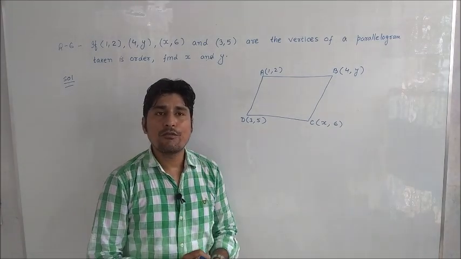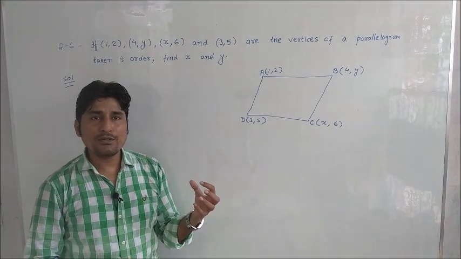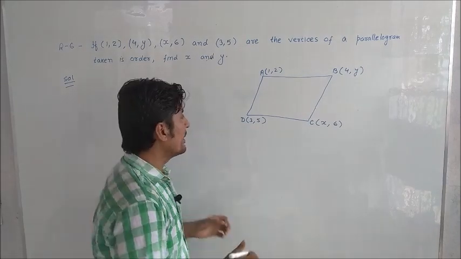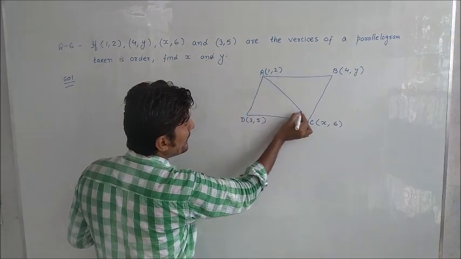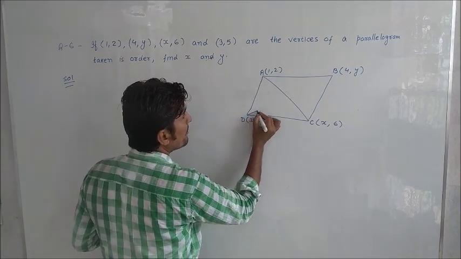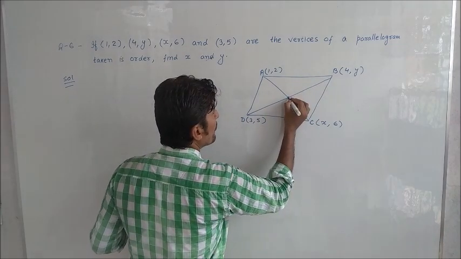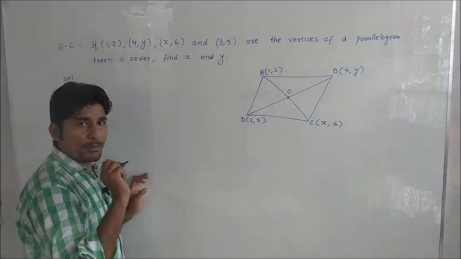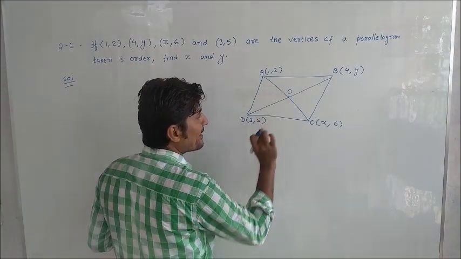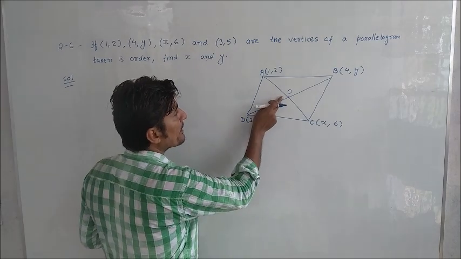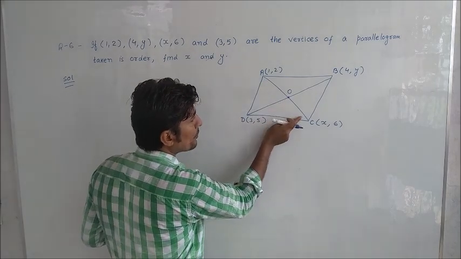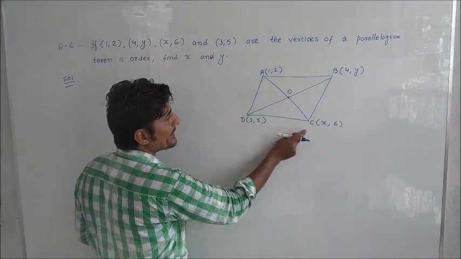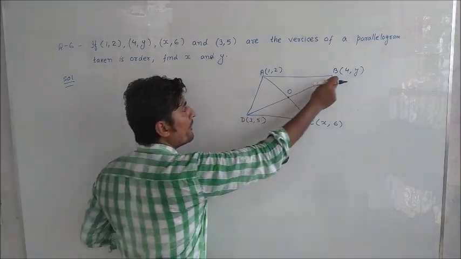So here we have to use one of the properties of the parallelogram. As we know, the diagonals of a parallelogram bisect each other. It means if we join A to C and B to D, and both the diagonals intersect each other at point O, then it is the property of a parallelogram that the diagonals bisect each other. It means the distance from O to A is equal to O to C, and O to D is equal to O to B. It means that O is the midpoint of AC as well as the midpoint of BD also.